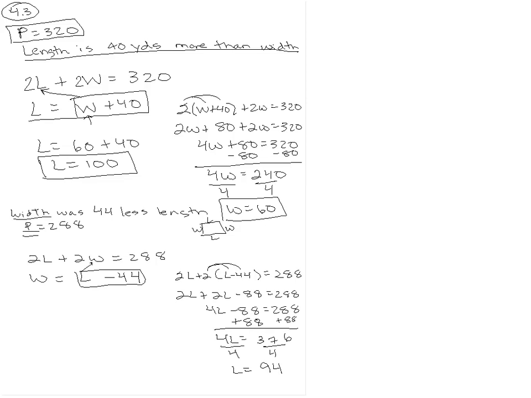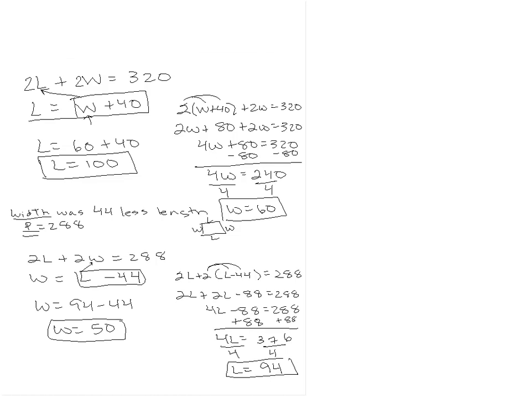Okay, so the length is 94. What's the width? Well, the width is whatever the length is minus 44. So the width is 50, and that was all in feet. Okay? All right. Let's try a different kind.